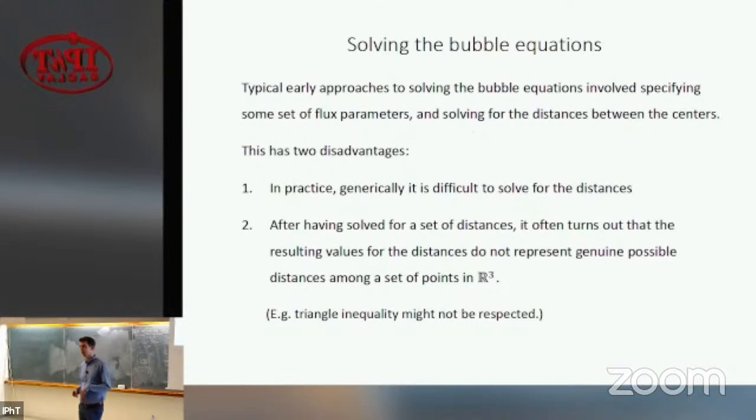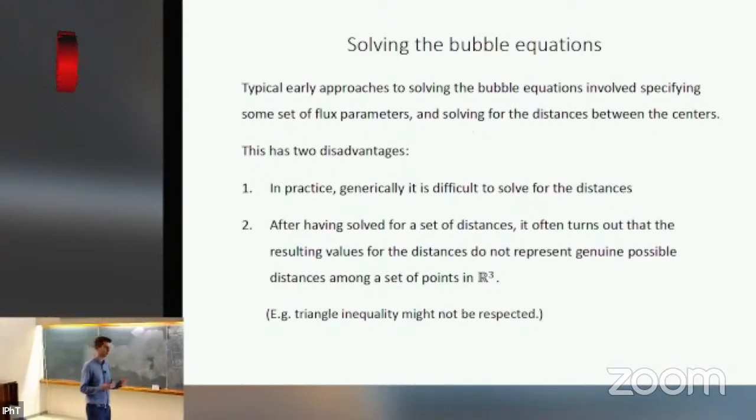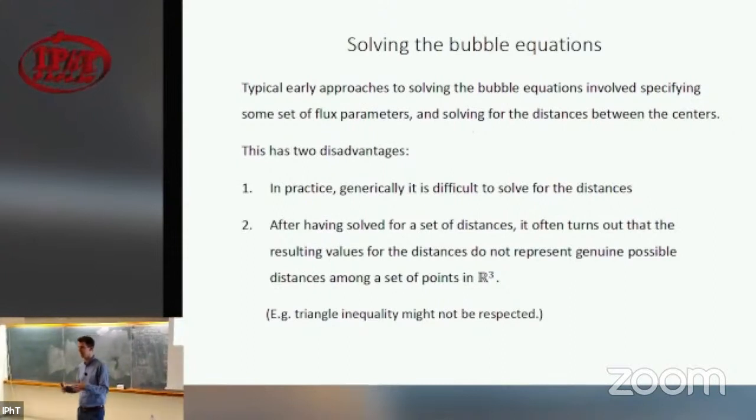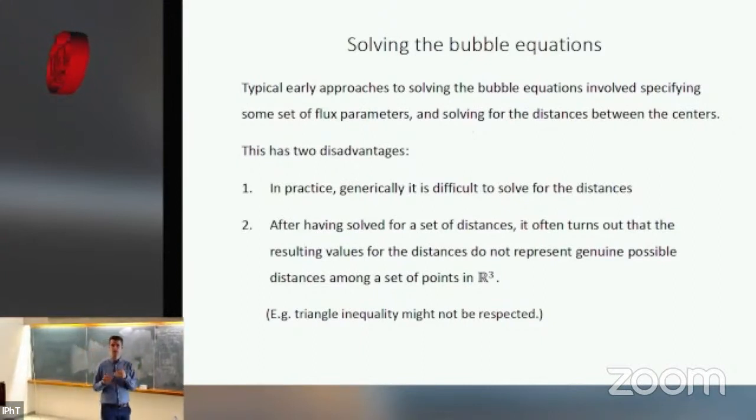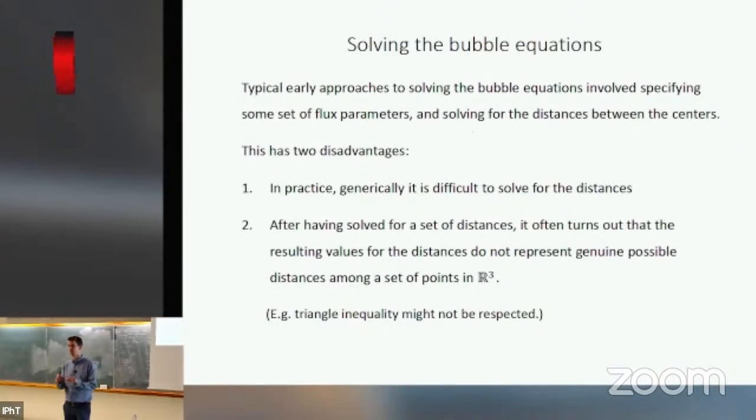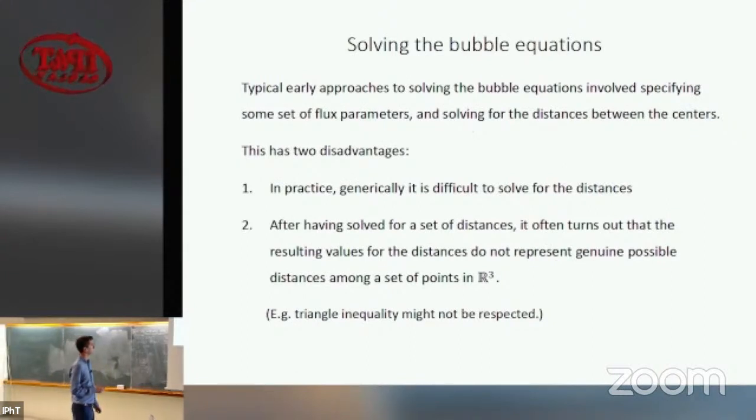Okay, so we're building this algorithm on the shoulders of people who worked over several years to find various methods for constructing these interesting types of solutions in this regime. And early approaches to solving those bubble equations involve specifying some set of flux parameters, often chosen with a combination of art and science, and then solving for the distances that should be implied by the bubble equations. And if you have some extra axisymmetry and you put everything on a line, for instance, then that's a solvable problem. However, if you wanted to break that symmetry and have generic separations, generic distances and positions in R3, then it quickly becomes a difficult problem.